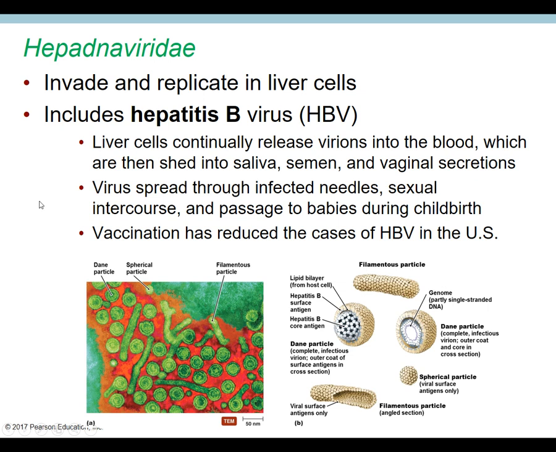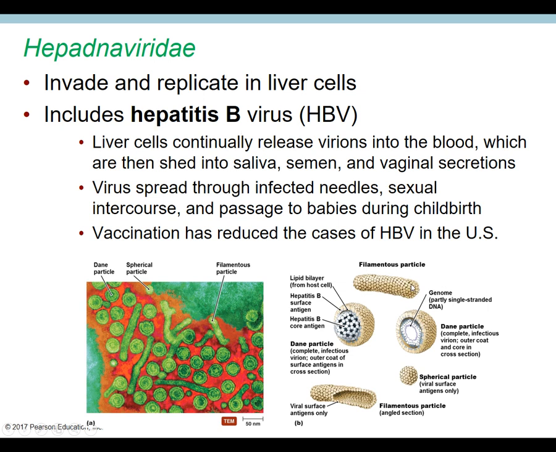And our last DNA virus is called Hepatitis. That's the family name. Hepa is of the liver. It's a DNA virus. So Hepatitis invades and replicates in liver cells. And hepatitis B is a hepadnavirus. And so that's the one we're going to focus on a little bit.